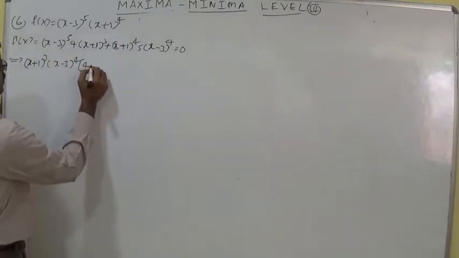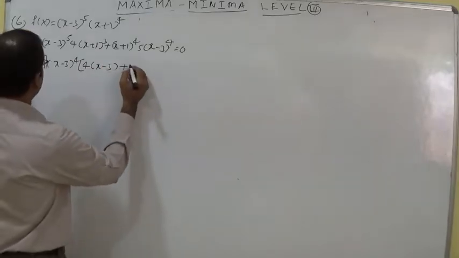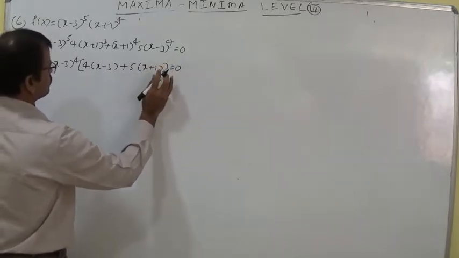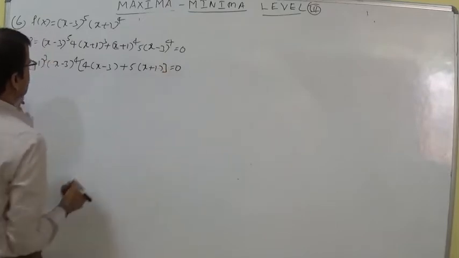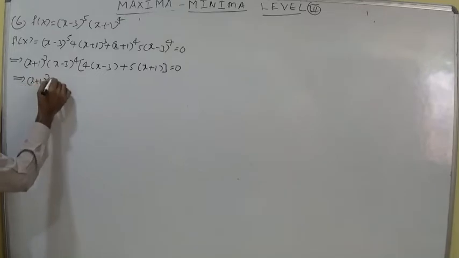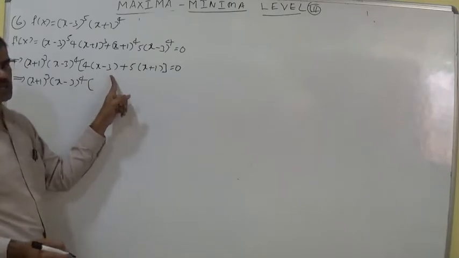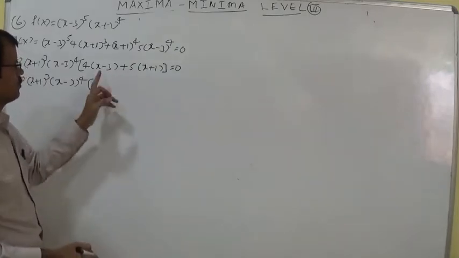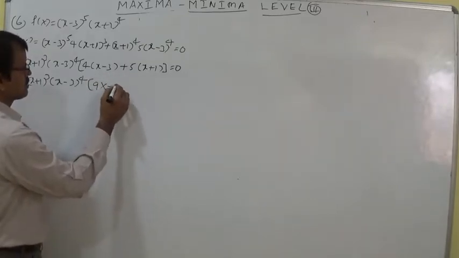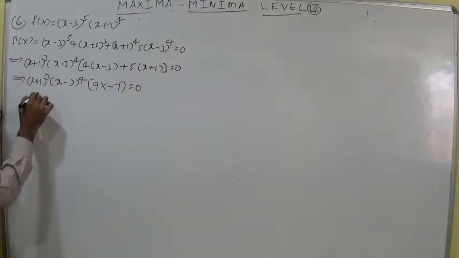So you can write here the square bracket 4 into x minus 3 plus 5 into x plus 1 is equal to 0. That implies x plus 1 whole cube into x minus 3 whole power 4 into 4x minus 12 plus 5x plus 5. 4x plus 5x becomes 9x, minus 12 plus 5 you can write minus 7, equal to 0. Therefore, here I am writing critical points.